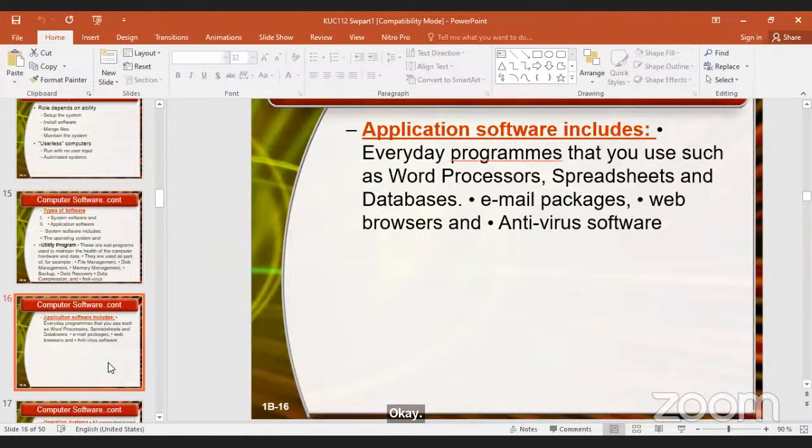So application software includes everyday programs that we use. Like we have the Microsoft suite that has the word processor, PowerPoint, spreadsheet, browsers, readers, graphic design. Yeah, very many that support maybe email, web browsers, and antivirus software.